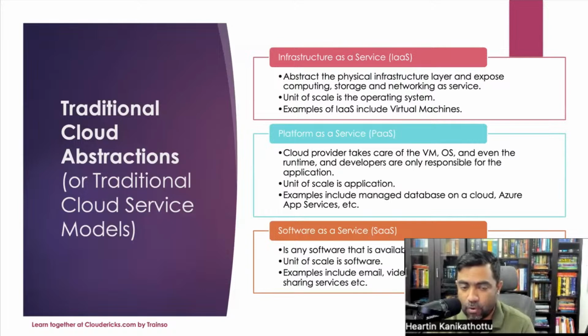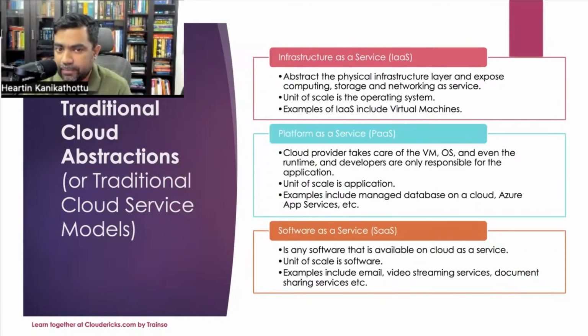Traditional cloud abstractions or cloud service models. I say traditional cloud abstractions because when cloud came and when I started learning cloud, for many years, all the comparison charts used to refer to these 3: infrastructure as a service, platform as a service, and software as a service. But as cloud progressed, we now have a lot more additional cloud abstractions, as we will see in later slides. So the traditional cloud abstractions, infrastructure as a service.